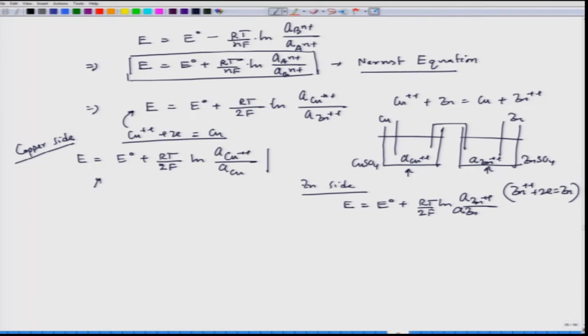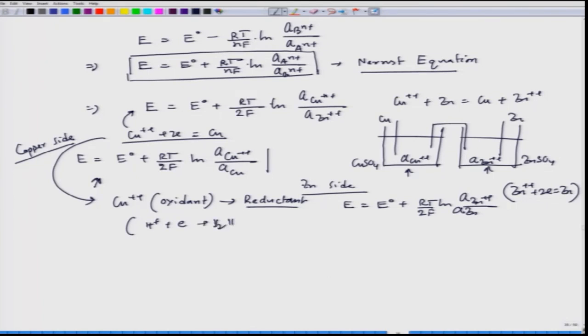Now, look at this relation. Copper plus plus is nothing but the oxidant, and it goes to the reductant. How do I know which is the oxidant and which is the reductant? Because, again, go back to hydrogen. We know that hydrogen gas is a very good reducing agent. That is why, in some cases when we try to avoid oxidation of metal during sintering, we purge hydrogen gas. The hydrogen gas actually reduces the oxides that are forming on the top surface of that metal. So, hydrogen is a very popular reducing agent, and this becomes my reductant.